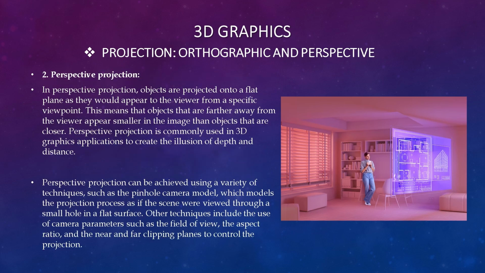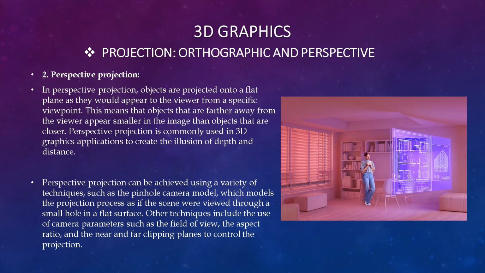2. Perspective projection. In perspective projection, objects are projected onto a flat plane as they would appear to the viewer from a specific viewpoint. This means that objects that are farther away from the viewer appear smaller in the image than objects that are closer. Perspective projection is commonly used in 3D graphics applications to create the illusion of depth and distance.